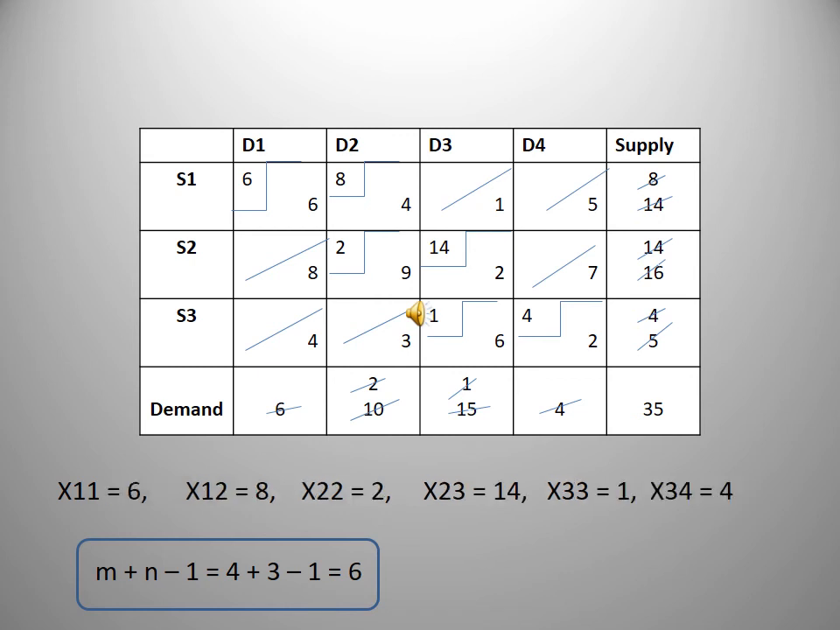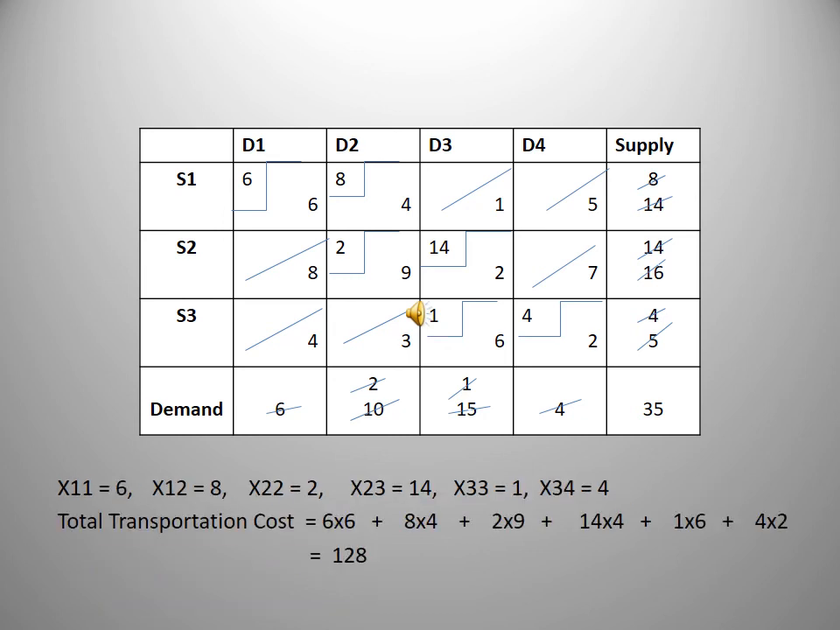The values assigned to the variables are given by x11 is equal to 6, x12 is equal to 8, x22 is equal to 2, x23 is equal to 14, x33 is equal to 1 and x34 is equal to 4. The initial basic feasible solution for the problem is x11 equal to 6, x12 equal to 8, x22 equal to 2, x23 equal to 14, x33 equal to 1 and x34 equal to 4.